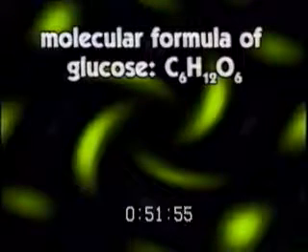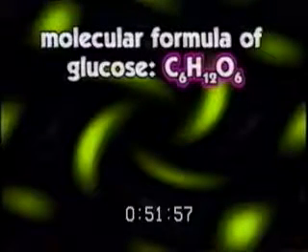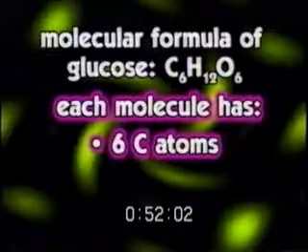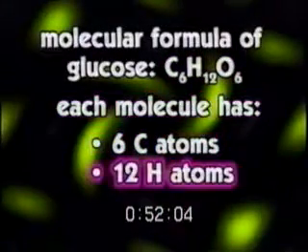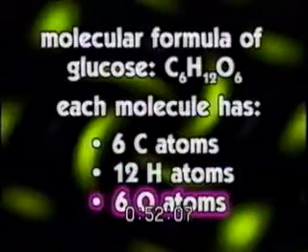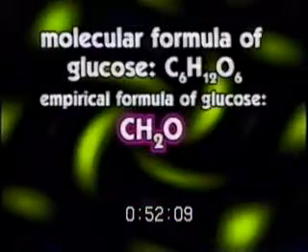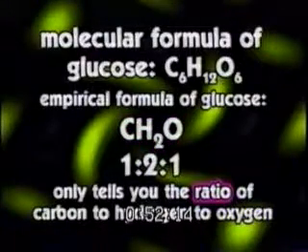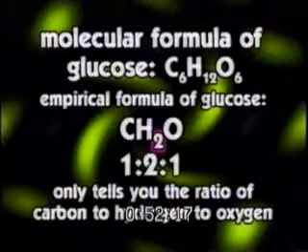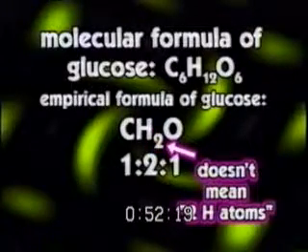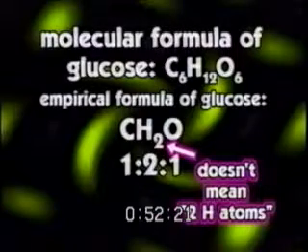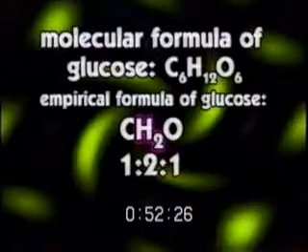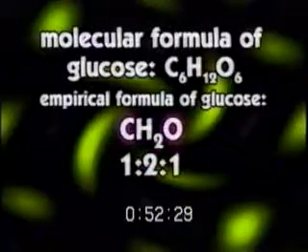Same deal with glucose. Its molecular formula, C6H12O6, tells you that each glucose molecule consists of 6 carbon atoms, 12 hydrogen atoms, and 6 oxygen atoms. The empirical formula for glucose, CH2O, tells you only the ratios of atoms in a glucose molecule. The subscript 2 in the empirical formula doesn't mean 2 atoms like it would in a molecular formula. It means twice as many, indicating a 2-to-1 ratio of hydrogen to the other components, oxygen and carbon.